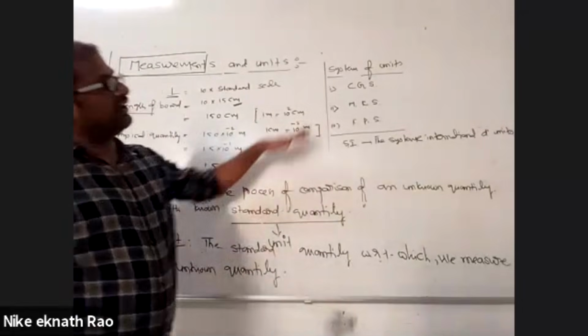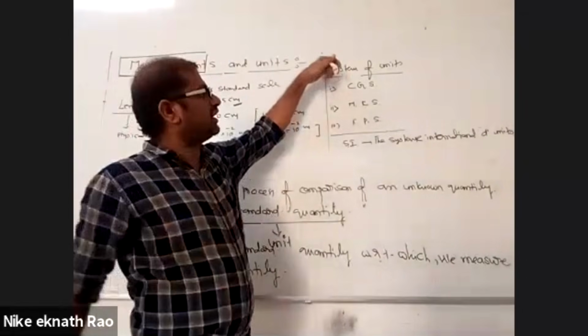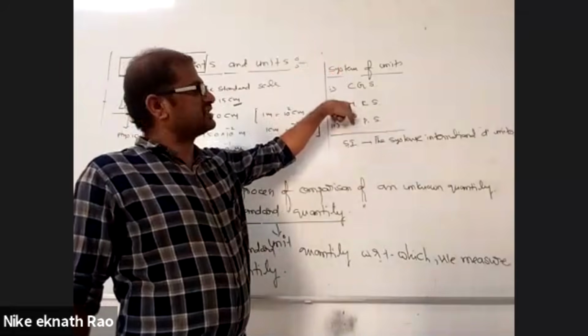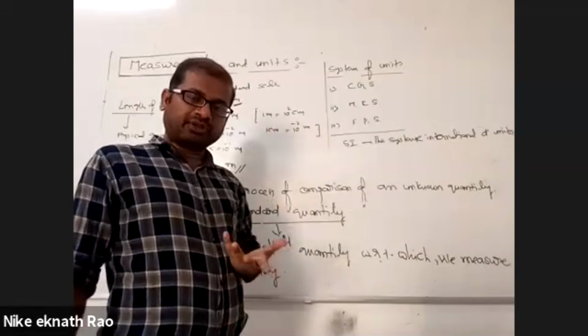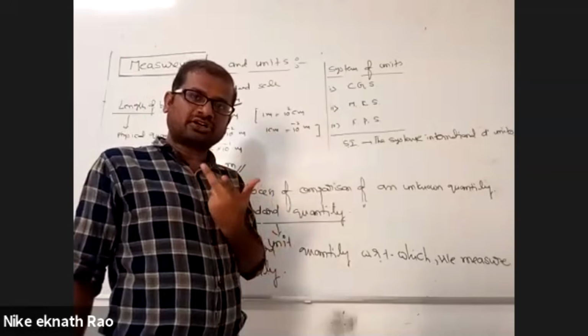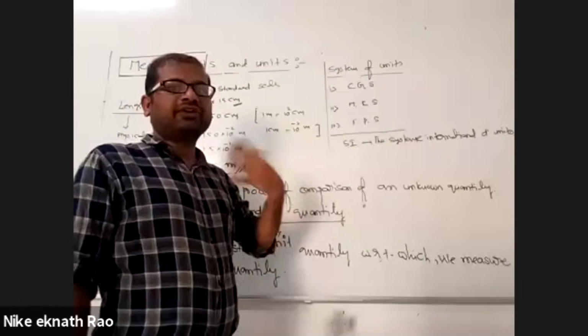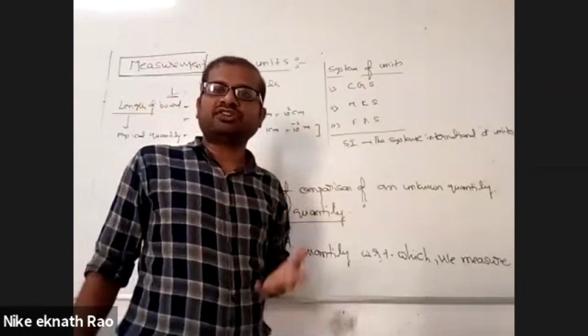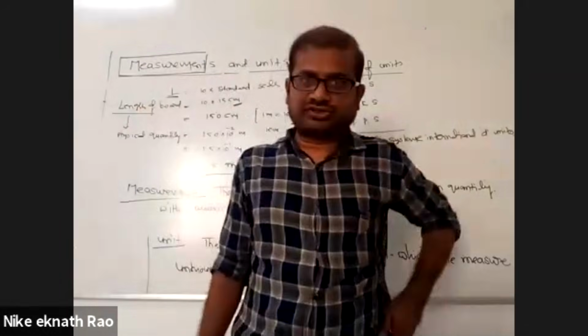So of course we define a system of units. Again I will come back to that. CGS, MKS, FPS system. But what have we measured? We have measured one physical quantity. What is the physical quantity? That is length. So how do we define physical quantities? The quantities which can be measured are called physical quantities.